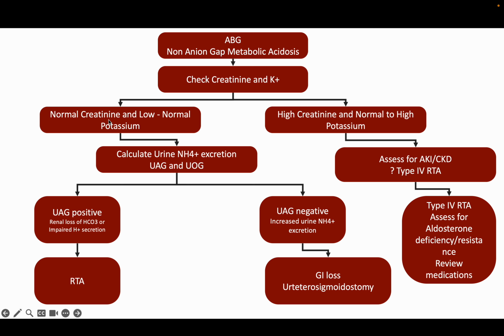So NAGMA with normal creatinine and low to normal potassium, check the urine anion gap. If it is positive, suggestive of RTA. If it is negative, it is suggestive of GI loss.